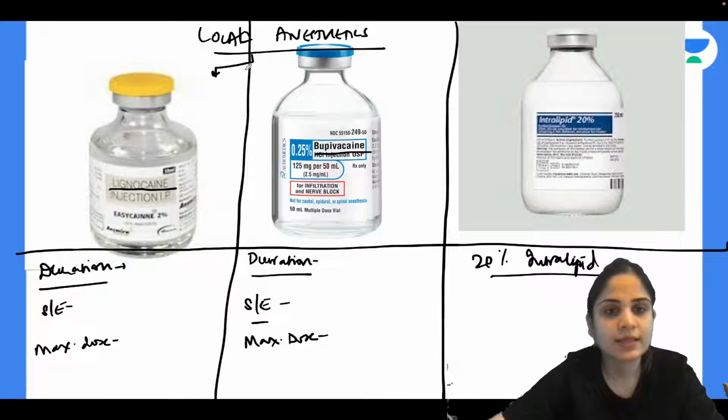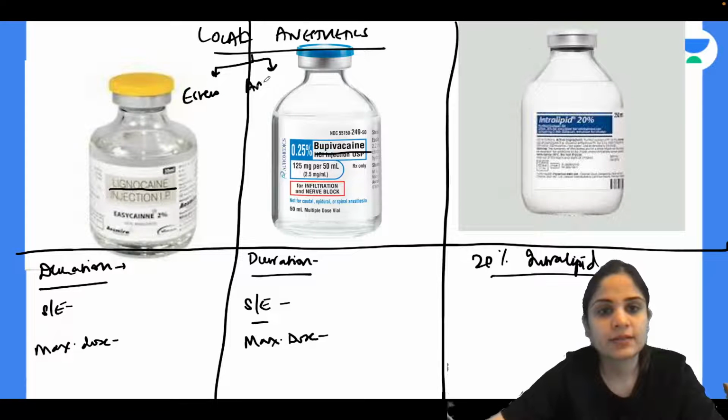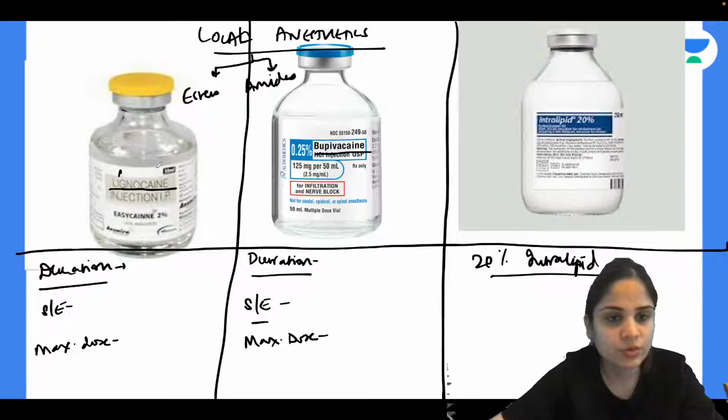Your local anesthetics are divided into two. You have esters and you have amides. In amides you will have an extra 'i'. Like lignocaine, see here it has two i's, one here and one extra here. Bupivacaine has two i's, one here and one extra here. So basically the amides have two i's in them. The esters have only one.